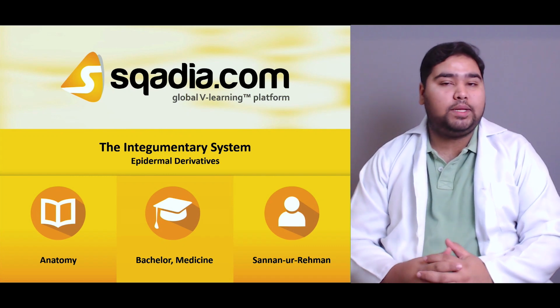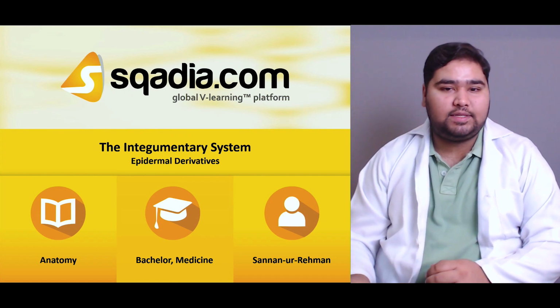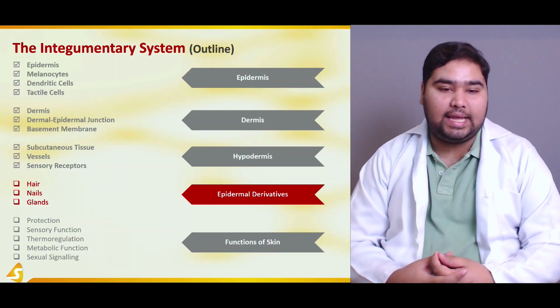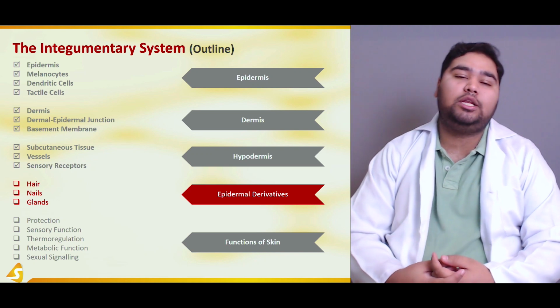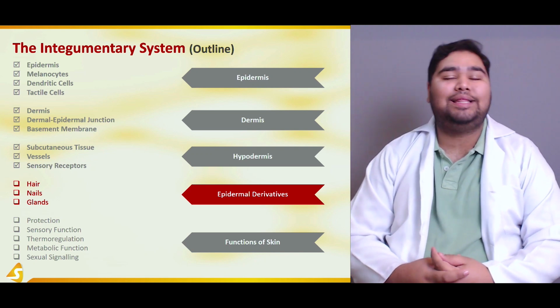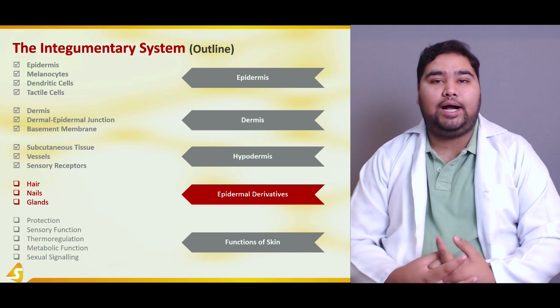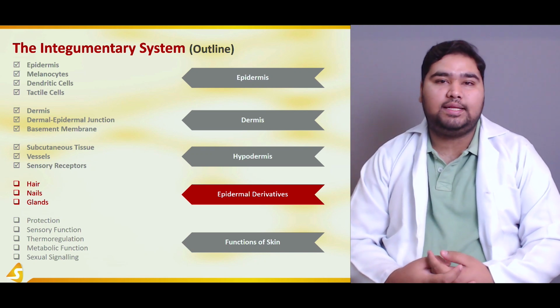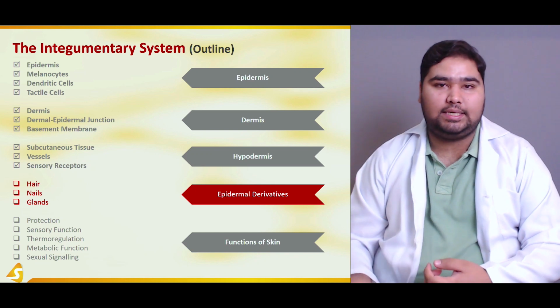What will we be talking about in the epidermal derivatives? Let's take a look. We'll be talking about hair, the nails, and the glands, which would include the sweat glands and the sebaceous glands. I hope you're interested and excited about this topic. Let's take a look on this topic in a little detail.